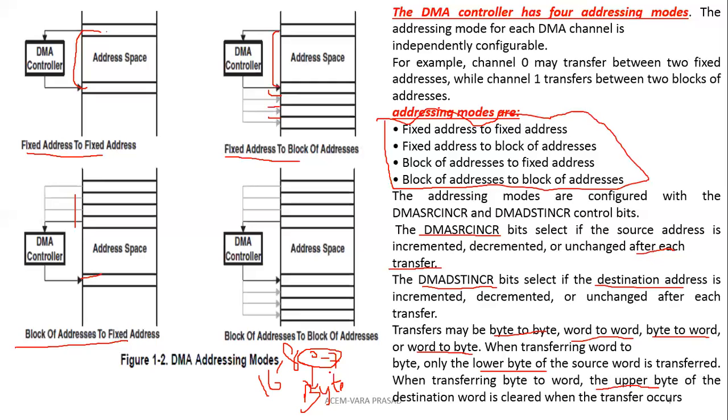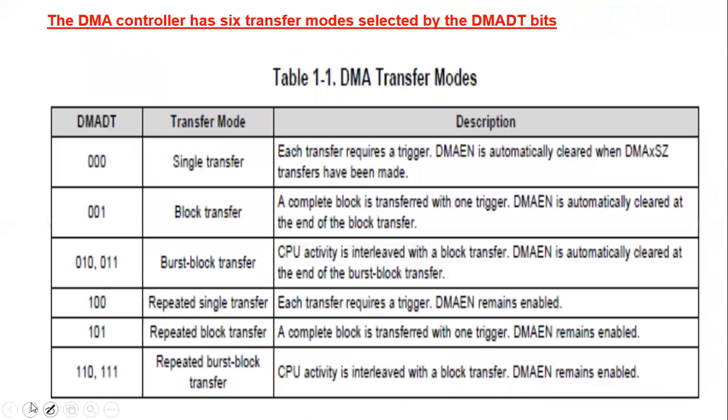Okay, so please understand. Byte to word means 8-bit to 16-bit: the 8 bits go to the lower 8 bits, and the remaining bits are not copied. The opposite direction is similar, but here the upper 8 bits become 0. Okay, so that is the DMA addressing. Then go to the next one.